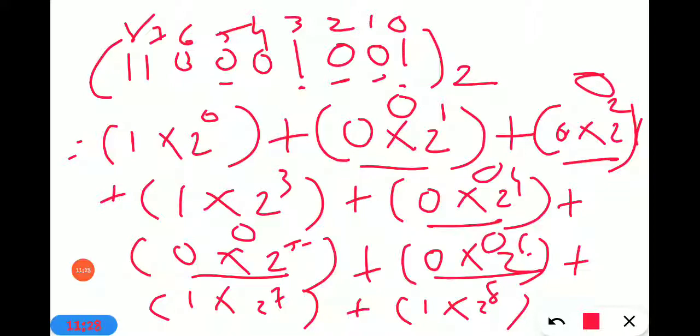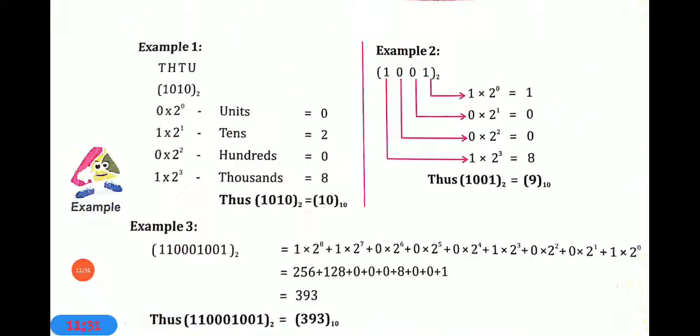ठीक है. So answer is what? Look at this. Answer is here. 256 plus 128. जितने भी 0 है सबका 0 plus 8 plus 1. Answer is 393. मतलब 110001001, answer is 393. I hope that this sum is clearly understood by you. This way we have to convert binary to decimal number. You want to do the sum in any method, you can do it.